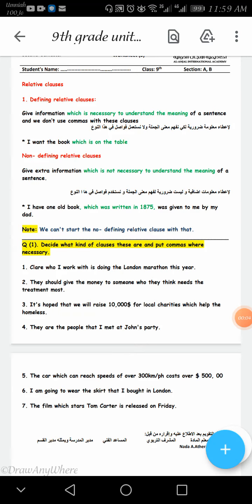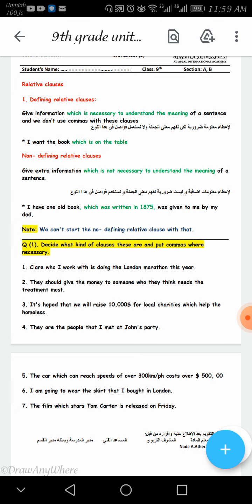Today, inshallah, we're going to talk about the last lesson in our semester and our year. So, our grammar: relative clause. We talked before about defining and non-defining relative clauses.